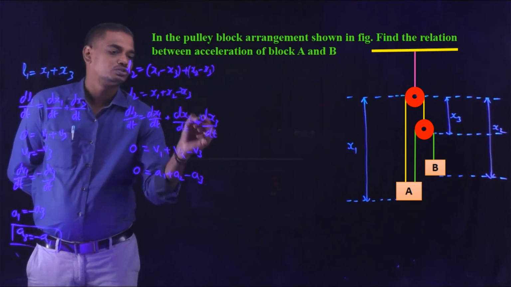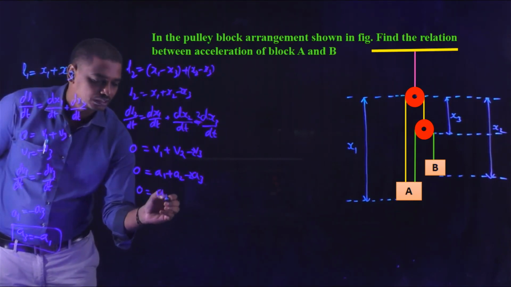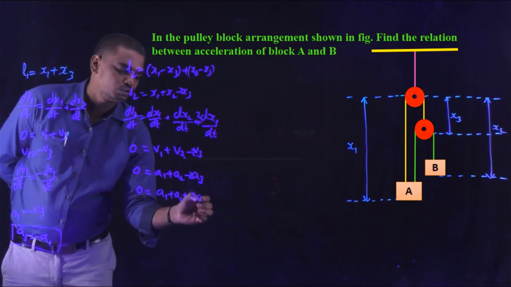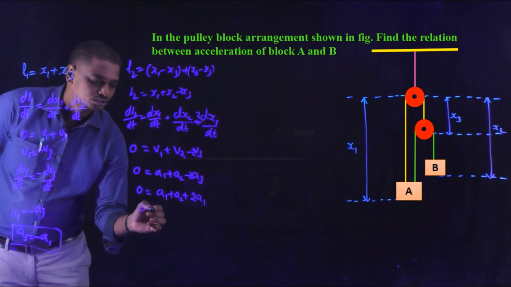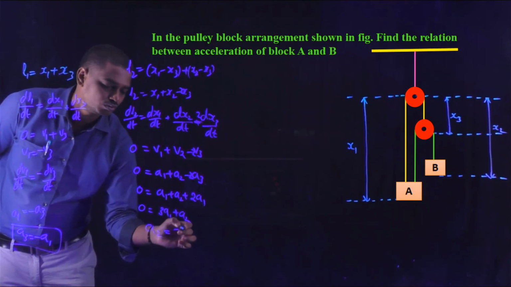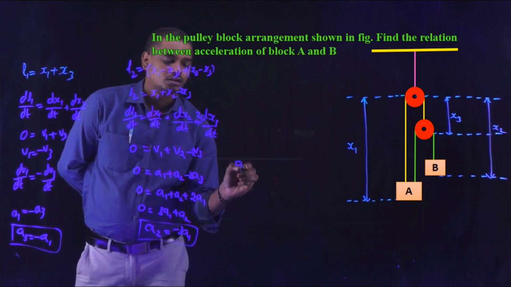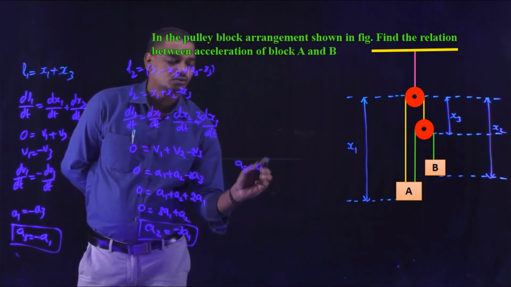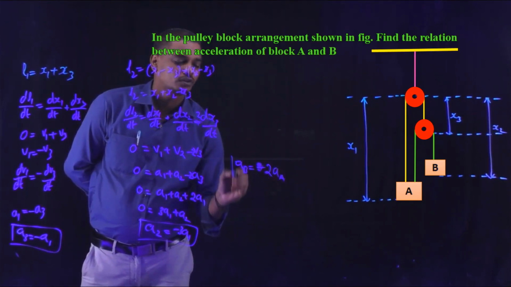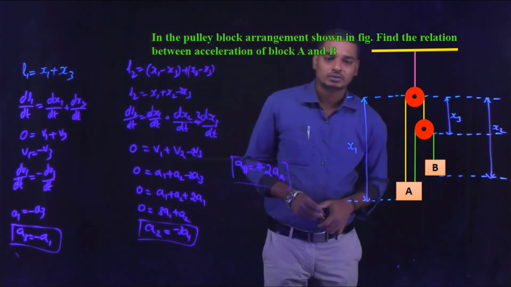You can observe here it is 2a3. So 0 is equal to a1 plus a2 minus 2a3, and a3 is nothing but minus a1, so plus 2a1. So 0 is equal to 3a1 plus a2, or a2 is equal to minus 3a1. So a2 is equal to minus 3a1, or the acceleration of block B is equal to minus 3 times the acceleration of block A.